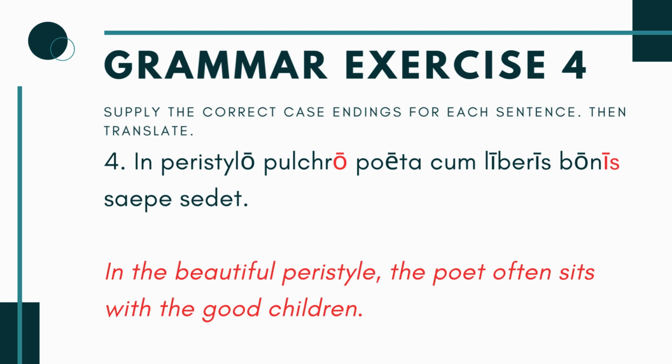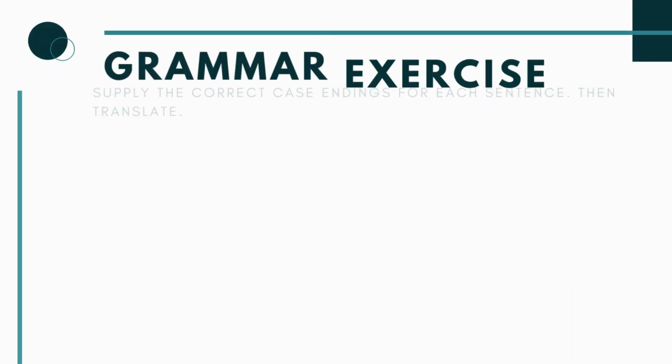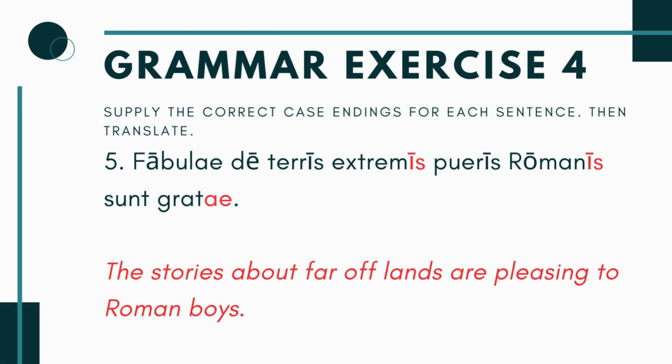So in peristylo pulchro, right, in the beautiful peristyle, poeta, there's your subject, the poet, saepe sedet, he often sits, right? Cum liberis means with the children. Now, bonis here is describing liberis, right? So with the good children. These words are the same case, number, and gender, right? Bonis is matching liberis. They're both ablative, plural, masculine, because you're with the children, and cum always takes an ablative, okay?